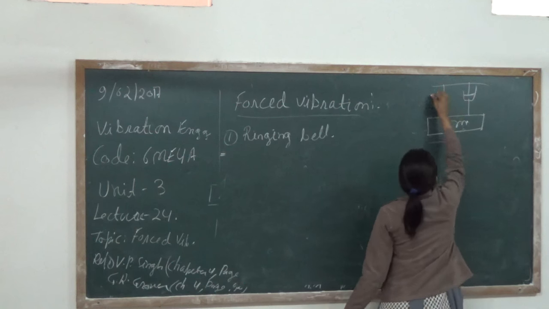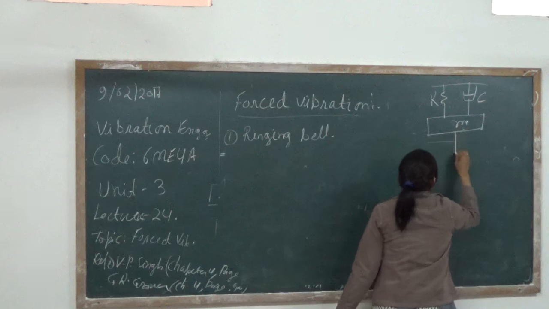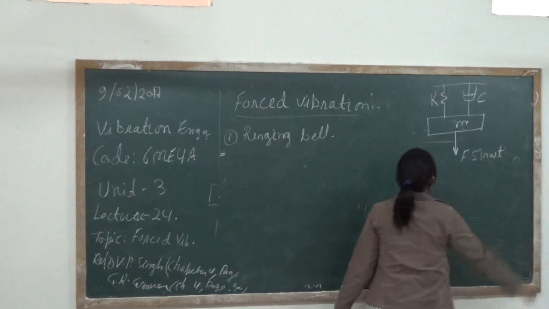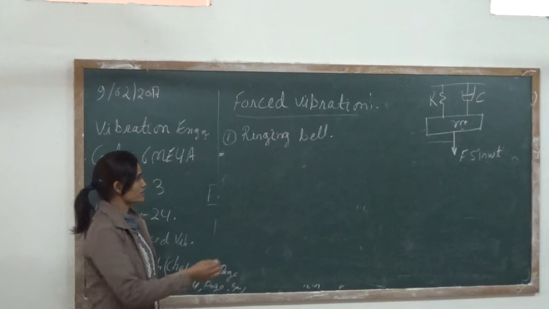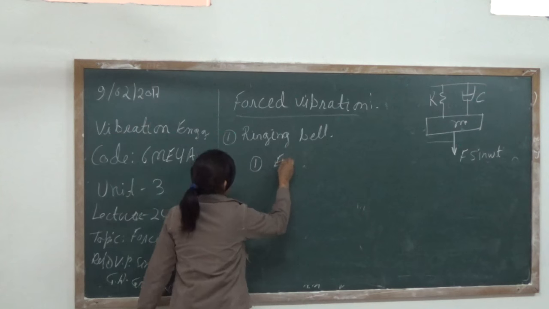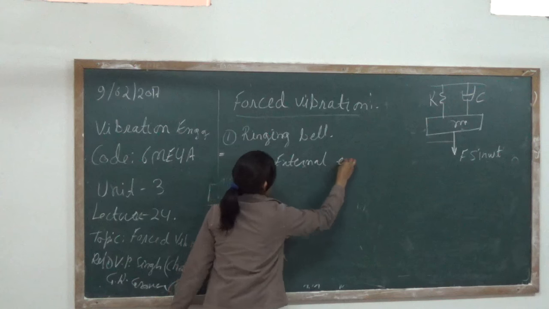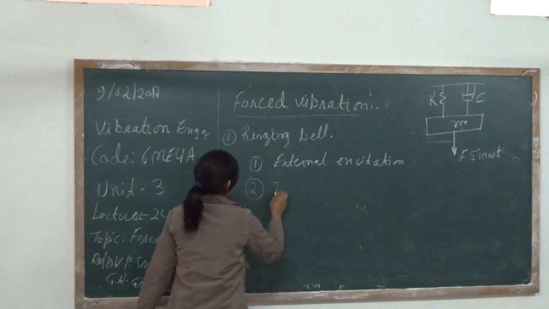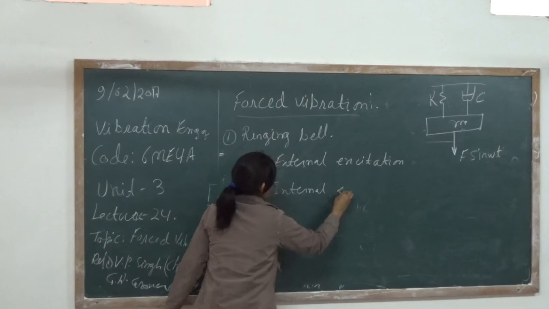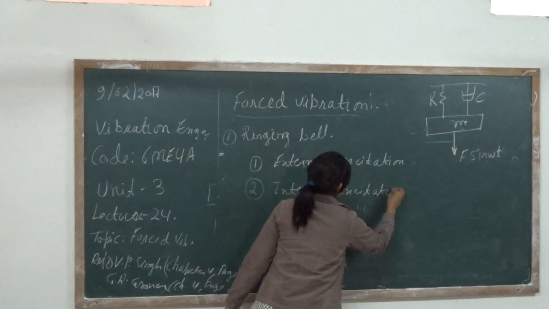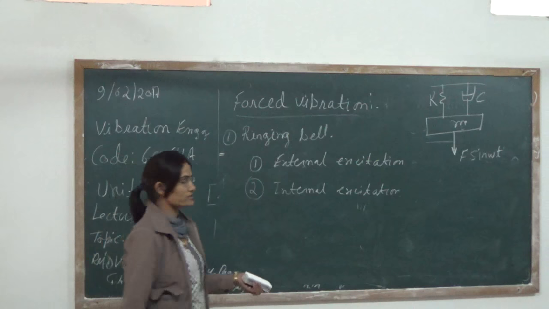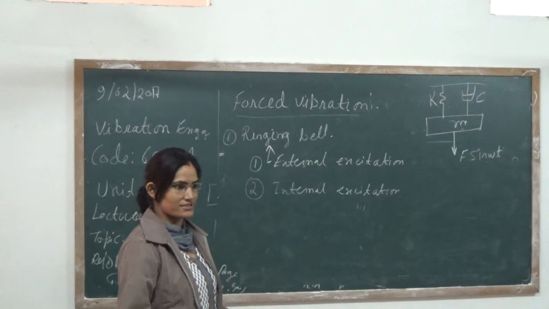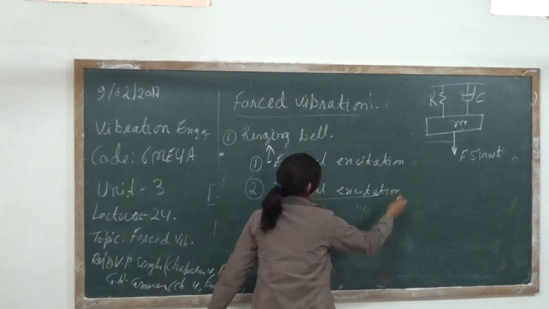This will be the mass, this will be the spring, and this will be the damper. And we apply a simple harmonic force, which will be sine omega t. The force can be applied through two terms: one is external excitation and the other is internal excitation. The ringing bell is an example of external excitation, where the force is applied externally. Internal excitation is like a thermal effect.